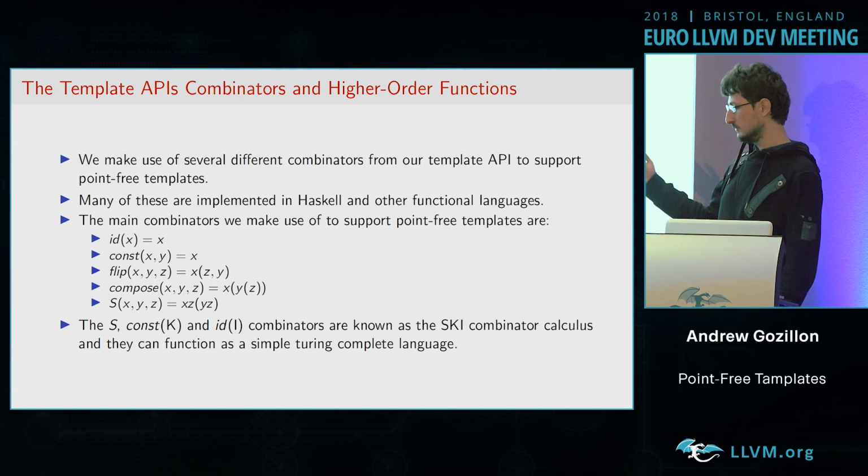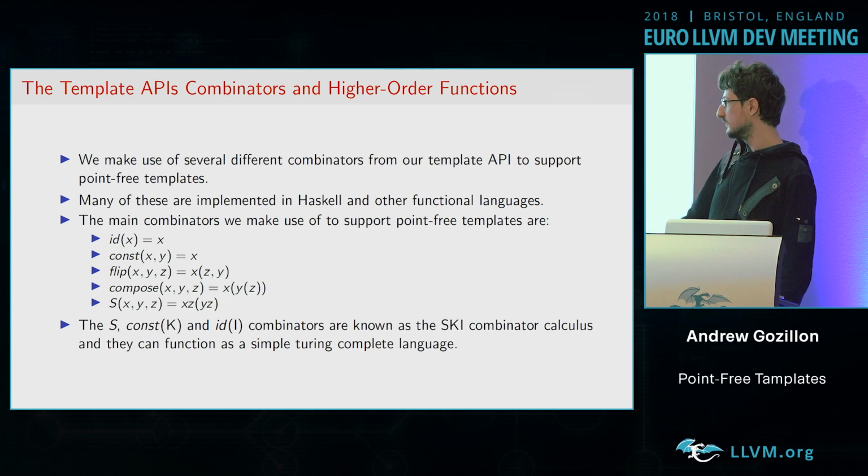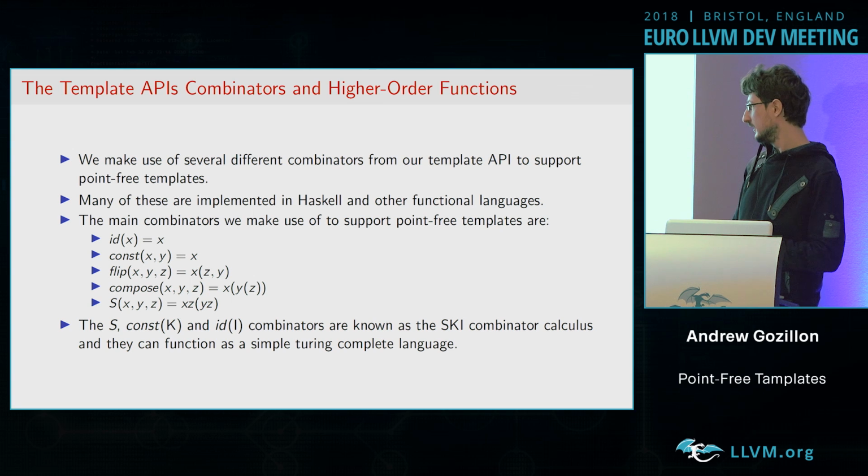So in most cases, x will take 2 arguments. The S, K, and I combinators, where K is const and I is id, are actually the SKI combinator calculus, and they form a Turing complete language in themselves, so you can write pretty much any code with this, I think, but it would be pretty verbose.